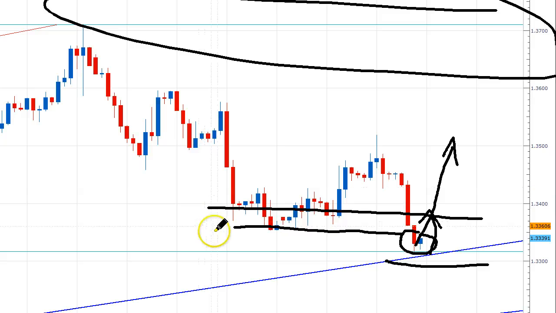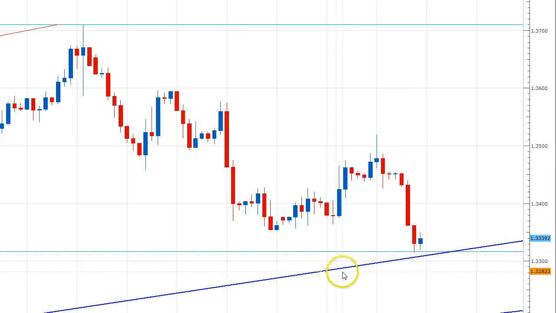And that's what I'm looking for on this euro dollar, just a nice impulsive run back to the previous high, and see if we can get some profit there. So now it's just a matter of waiting for that impulse or that momentum move back to the upside, and see if we get that.